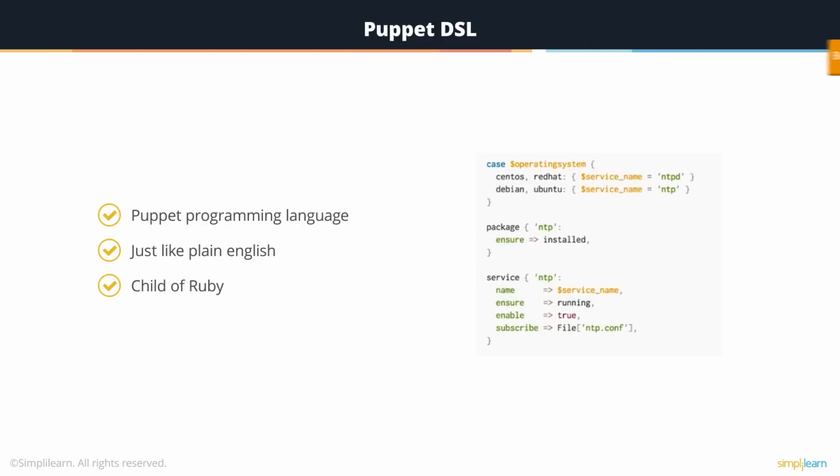You can specify packages that you want to install. You can specify services to be managed. You can do things based on the operating system that you have. So we'll be writing a small Puppet module which will be using this Puppet DSL. We will do that after we install the Puppet server and the client. And then we will write a simple Puppet module to show how to use the Puppet DSL.